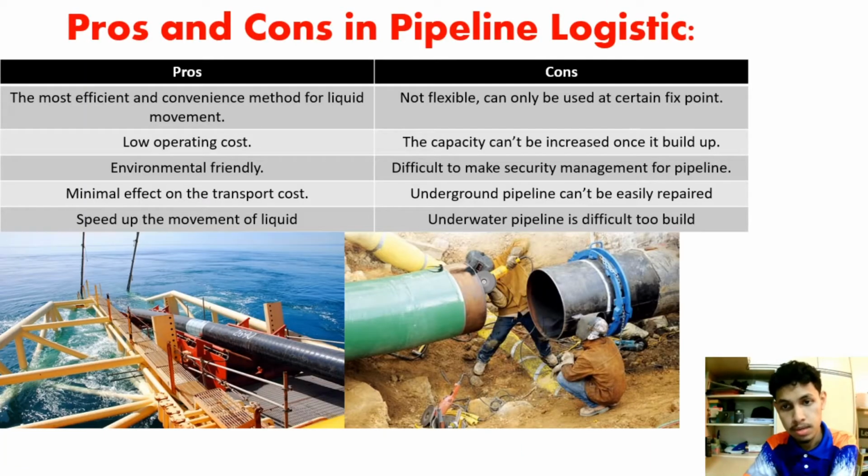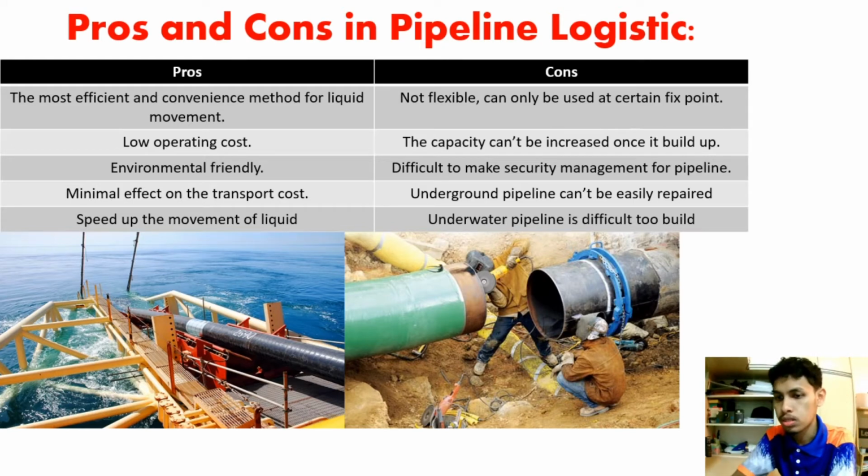So now let's jump to the pros and cons in pipeline logistics, or in another term we can call it the advantages and disadvantages of pipeline logistics. So the pros, or the advantages, are the most efficient and convenient method for liquid movement, low operating cost, environmentally friendly, minimal effect on the transport cost, and speeding up the movement of liquid.